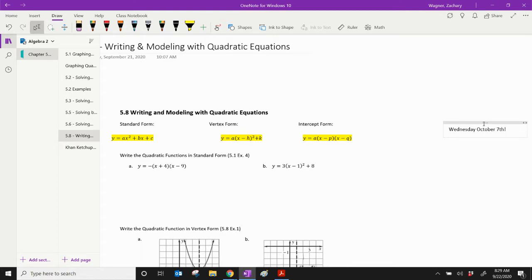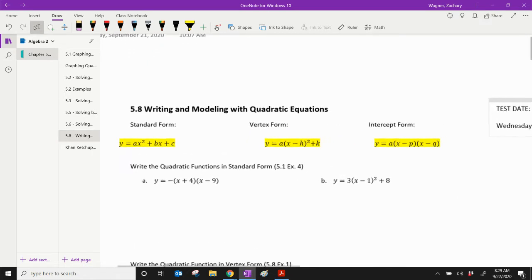There's only going to be 3 of these throughout the year. So this is a big date. We need to know this. This is huge. Test date. Wednesday, October 7th. Be prepared. This is the last section. It's going to be on there.